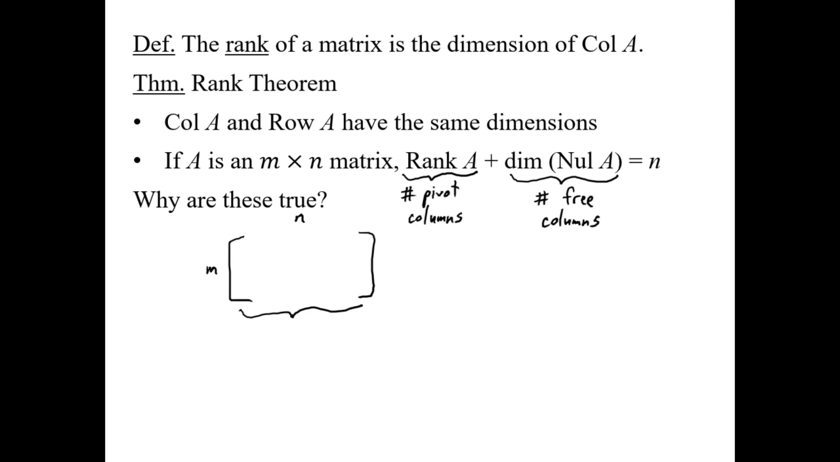And of course, this can also be pretty useful to our work. So consider this. If A is 7 by 9 with a two-dimensional null space, what is the rank of A? Well, this is 7 by 9, so there are 9 columns.